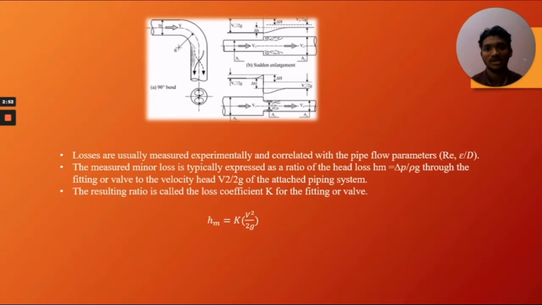This picture shows both the losses and the type of pipe. So this is the 90-degree bend pipe. Minor losses are usually measured experimentally and correlated with the pipe flow parameters, such as Reynolds number. The measured minor loss is typically expressed as the ratio of the head loss HM through the fitting or valve to the velocity head V squared over 2g of the attached piping system. This ratio is called the loss coefficient K for the fitting or valve. This is the minor loss, with the formula HM equals K V squared over 2g.